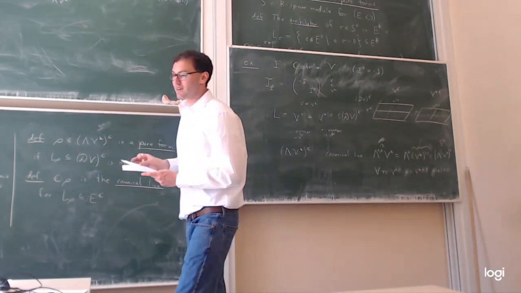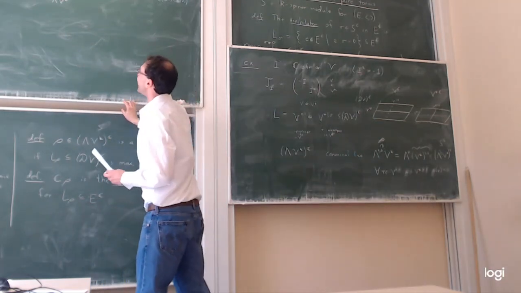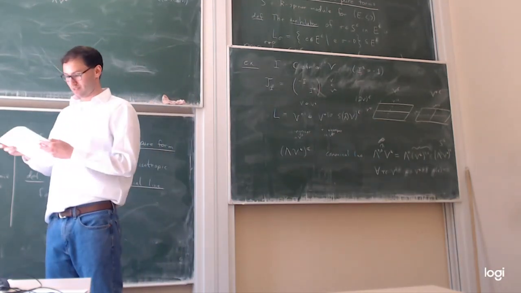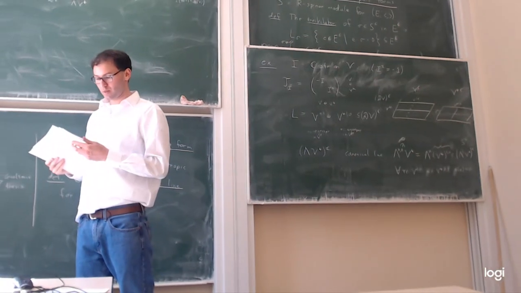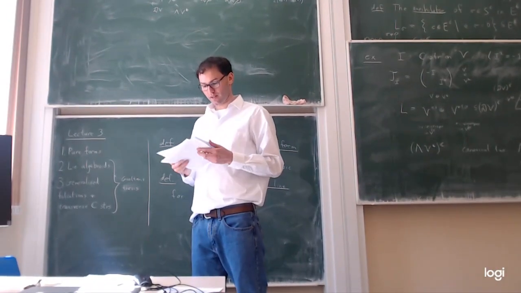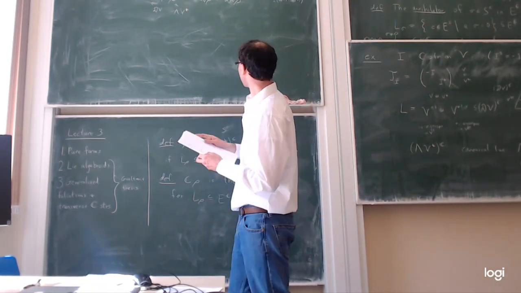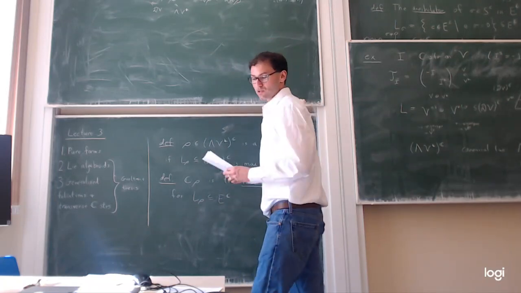So that was 2/3 of the material. Let's talk about Lie algebroids. And actually, maybe we'll just do Lie algebroids and not the related foliation material, and that should be a good amount of stuff.